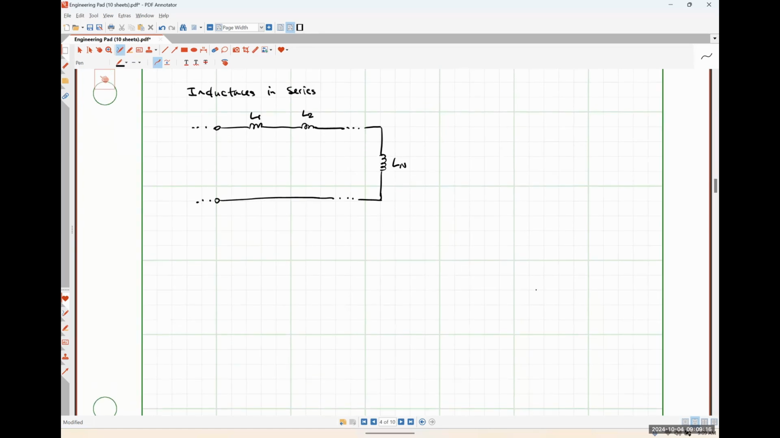This is the total voltage drop across my network of inductors. And so I'm going to have a voltage V1 is the voltage drop across inductor L1. A voltage V2 is the voltage drop across inductor L2, and so on and so forth. And here is the current that's flowing through all of those inductors in series. So if I were to apply Kirchhoff's voltage law to this system, I would get V of t, my total voltage, is simply the sum of all of those individual inductor voltage drops.